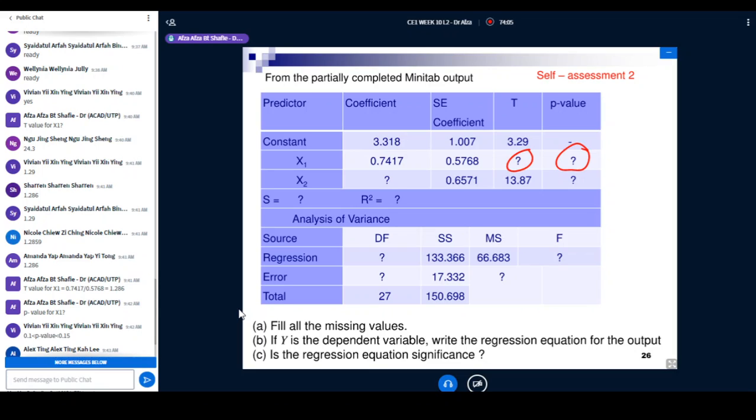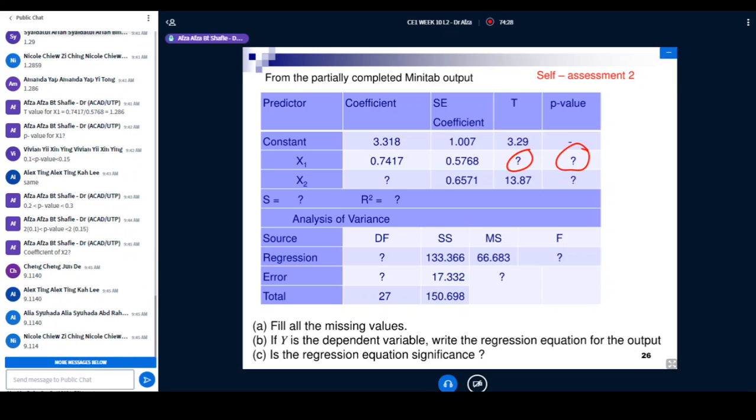Coefficient of x2, what do you get? Come on, guys. Yeah, 9.11. I get 9.1138, or 9.114. That's okay. Yes, that's the answer. So yes, 9.114. That's okay.